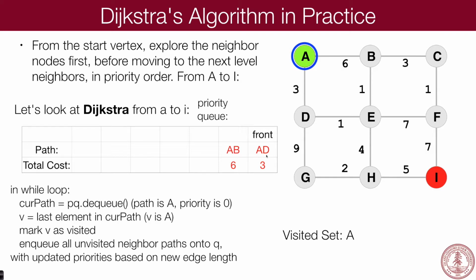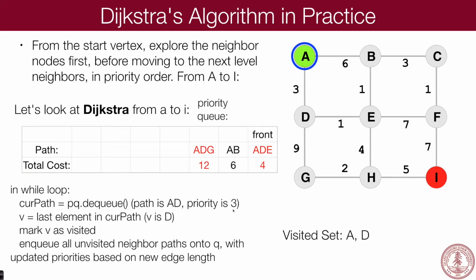Okay, so then we go on, we dequeue, and what do we get? We get AD out of the queue. It has a priority of 3, and the last element in it is D, and we are therefore going to look at all of D's neighbors that we haven't visited yet. Notice we've already visited A. So we're going to go from D to E, and that's going to add one more to our current cost. Now, how much does it cost so far? Well, A to D has a priority of 3, so then we add one more, and now we've got a priority of 4, so the path ADE is going to go into our priority queue with a priority of 4.